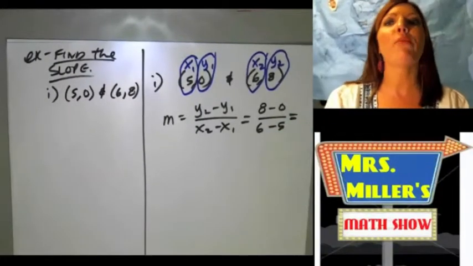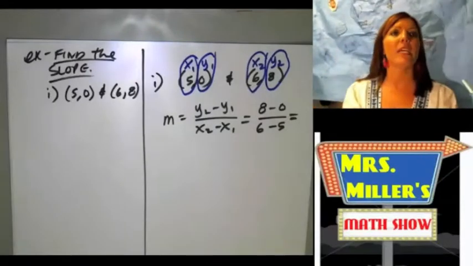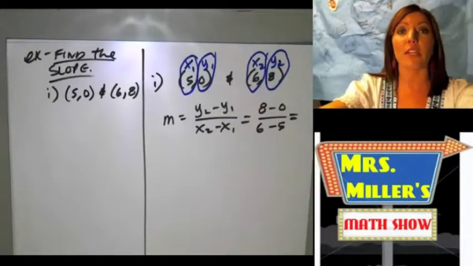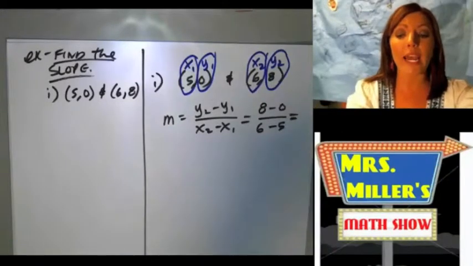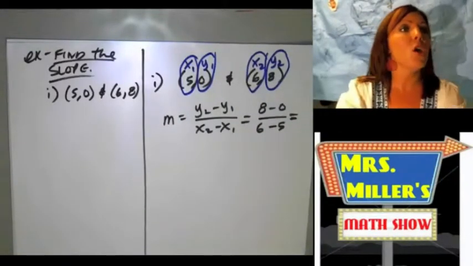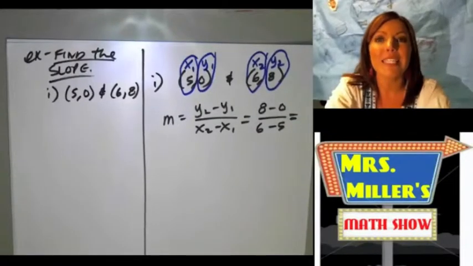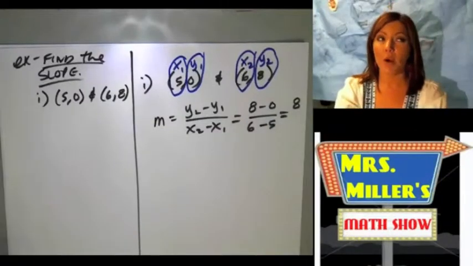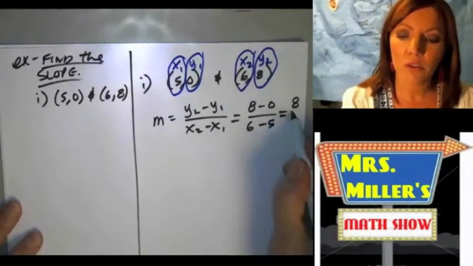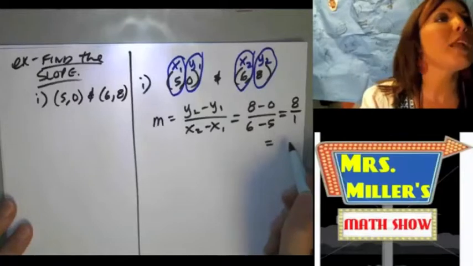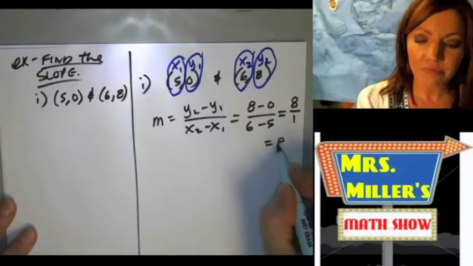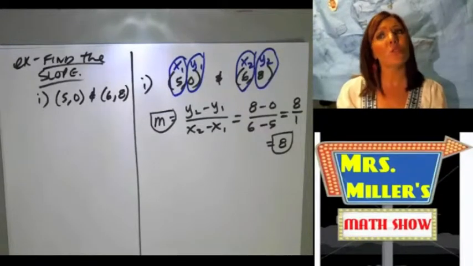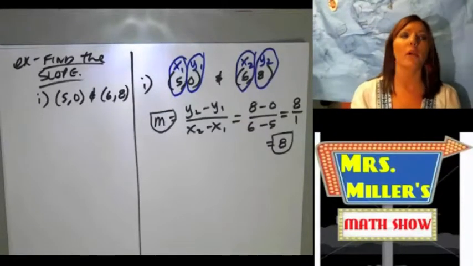Okay, everybody ready? I want you to try and blow out the speakers, okay? Yell as loud as you possibly can. I'm going to ask you what 8 minus 0 is and what 6 minus 5 is. Ready? What is 8 minus 0? Okay. What is 6 minus 5? Okay. What's 8 divided by 1? 8. Okay, good. So the slope is 8. See? Not difficult. If you're making it more difficult than that, you're making it way too difficult.